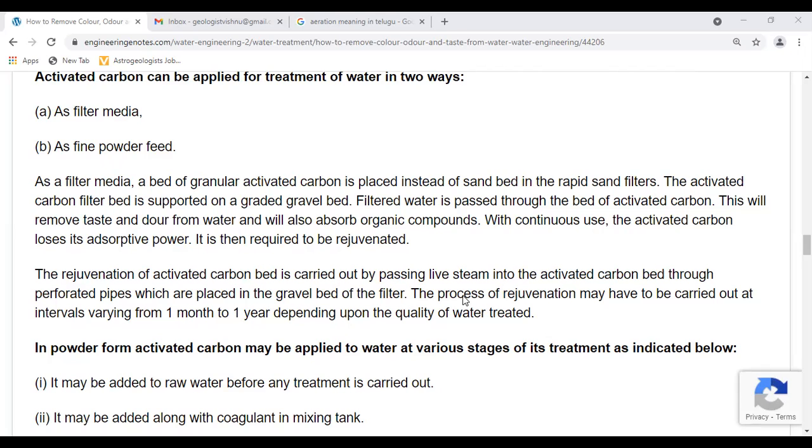This will remove taste and odor from water and will also adsorb organic compounds. With continuous use, the activated carbon loses its adsorptive power. It is then required to be rejuvenated. The rejuvenation of the activated carbon bed is carried out by passing live steam into the bed through perforated pipes which are placed in the gravel bed of the filter. The process of rejuvenation may have to be carried out at intervals varying from 1 month to 1 year depending upon the quality of water treated.